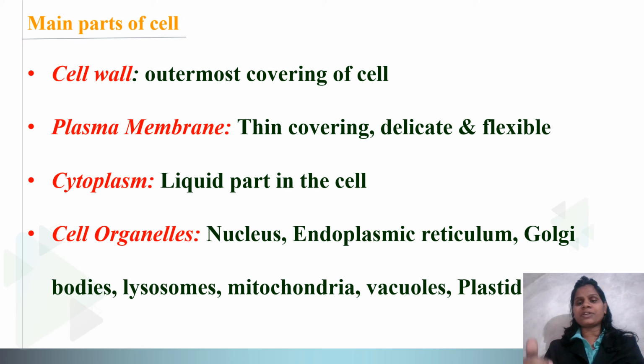Then after the outermost covering, there is one more layer which is called the plasma membrane, which is a very thin covering, and it allows a few solutes and solvents inside the cells. Now, after the plasma membrane, the cell is filled with a liquid part which is called the cytoplasm, and the fourth important part is the cell organelles. Here the cell organelles like nucleus, endoplasmic reticulum, Golgi bodies, mitochondria, these are all the cell organelles.